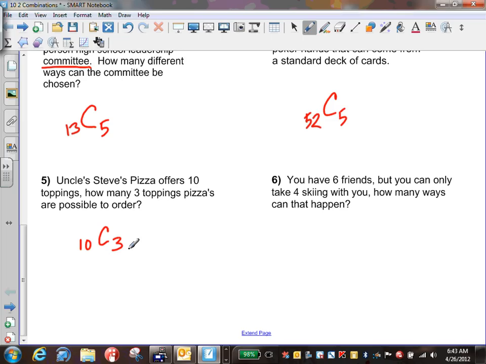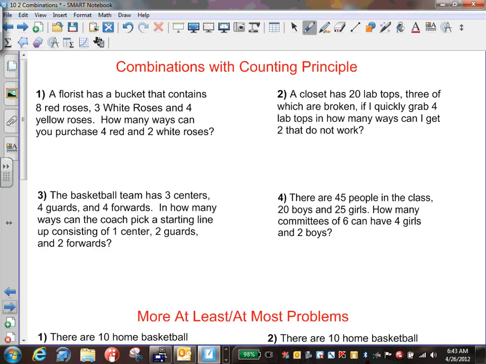You have 6 friends, but you can only take 4 skiing with you. How many ways can that happen? Well, it doesn't matter the order you pick the friends. It's a group of 4 people. So we have 6 choose 4. Okay. I'm going to go ahead and forward to another problem here. And I'm not worried about the at least or at most problems at the bottom. We'll cover that later on.